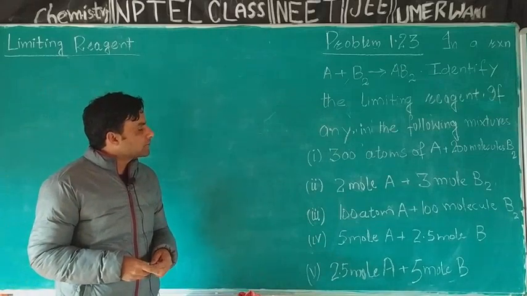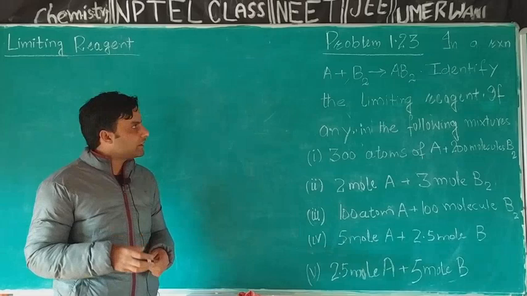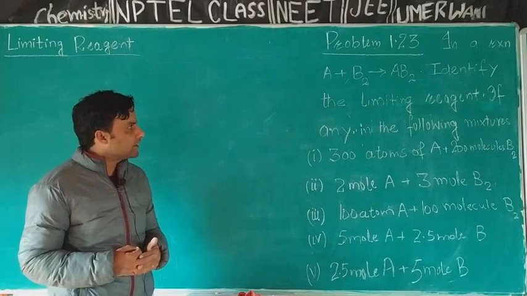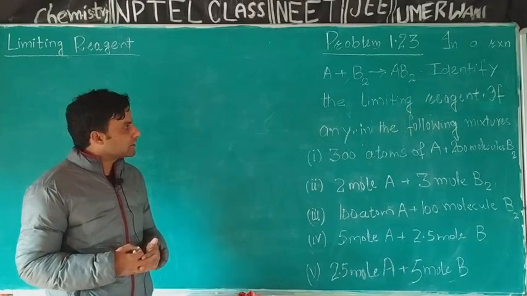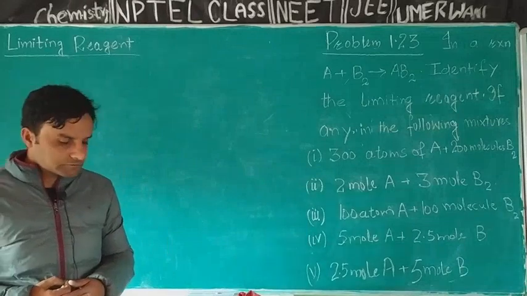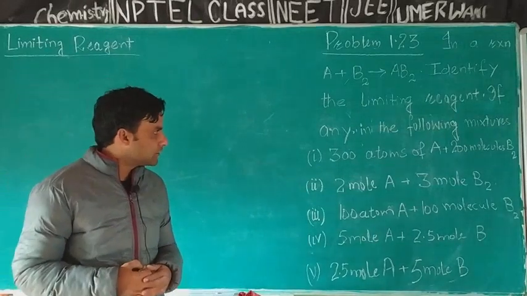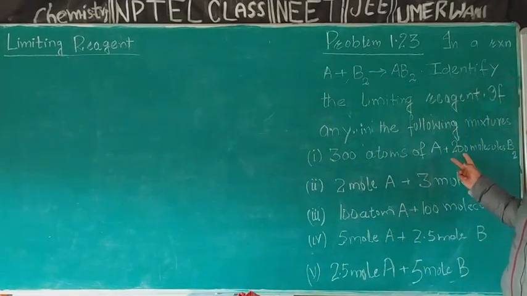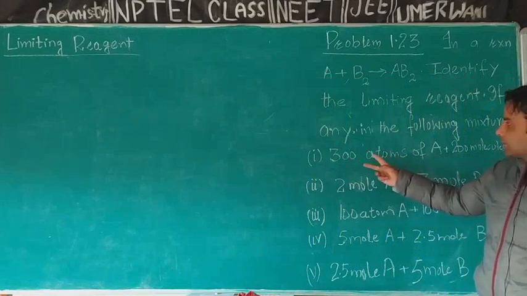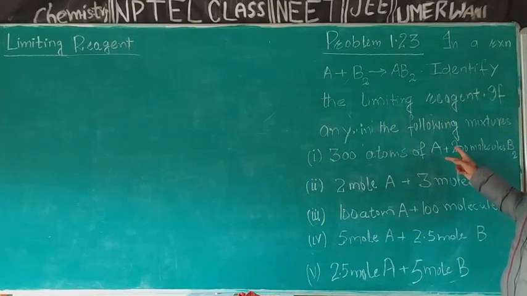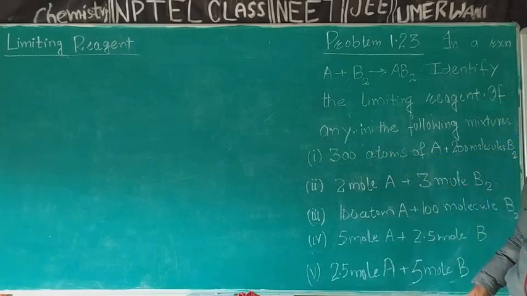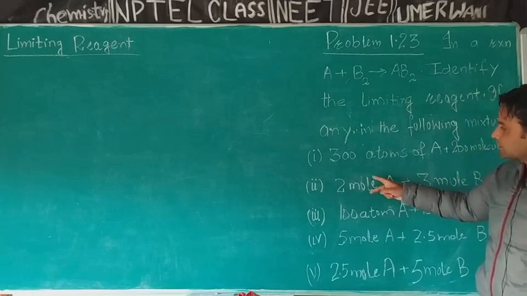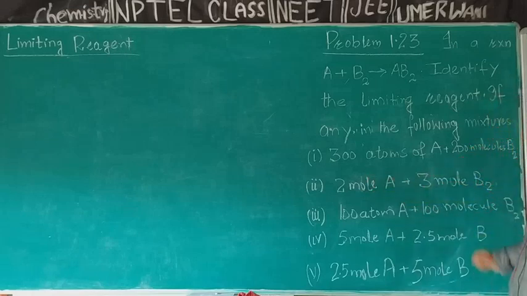Now, in this problem, we are given a reaction A plus B2 gives AB2. We have to identify the limiting reagent in this reaction, if any. We start the reaction taking a mixture of 300 atoms of A and 200 molecules of B2, and next time we start the same reaction taking a mixture of 2 moles A and 3 moles of B2.